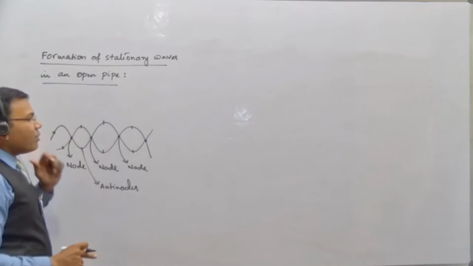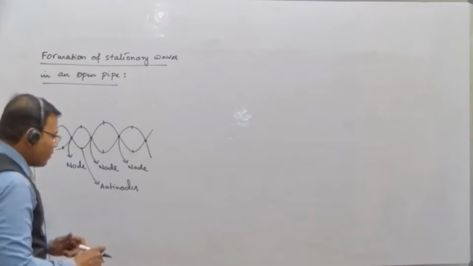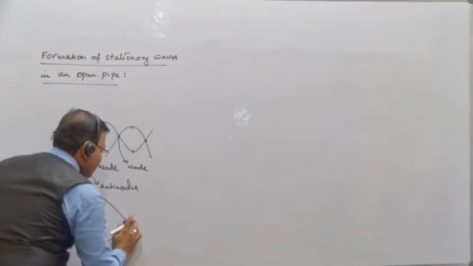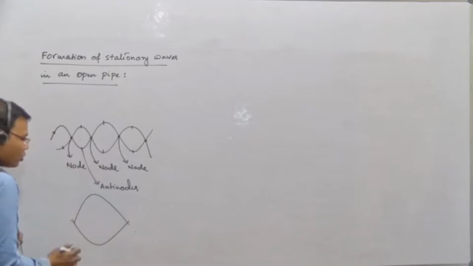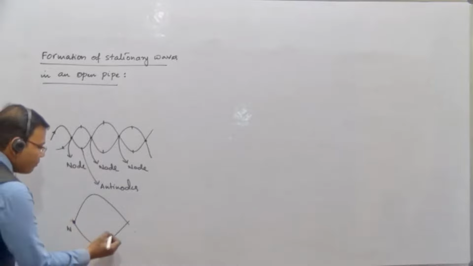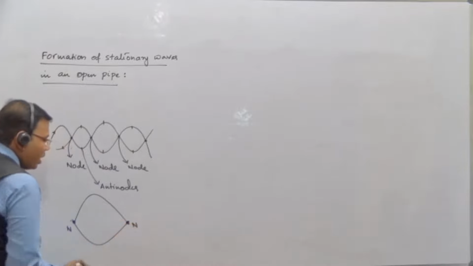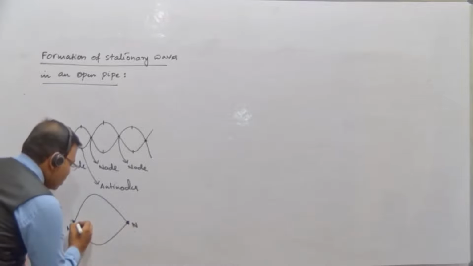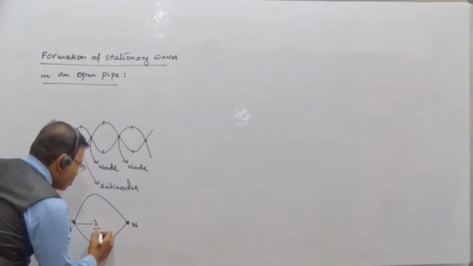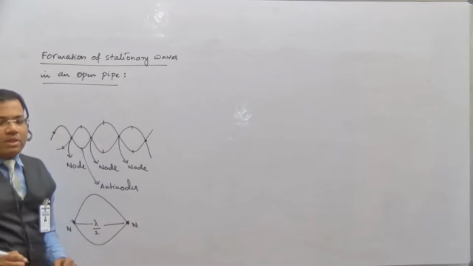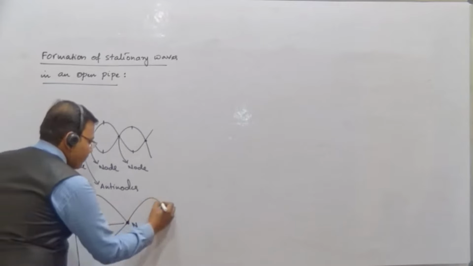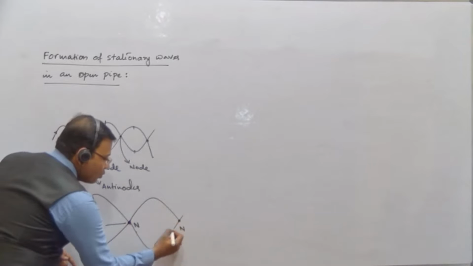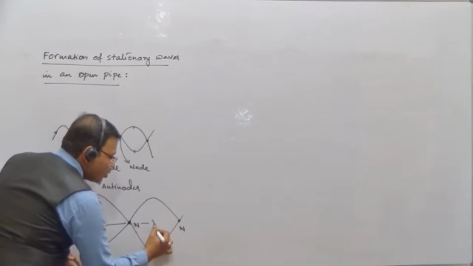The very important thing you need to remember here: suppose I consider just one loop. This is a node, and this is also a node. If I want to know the distance between these two nodes, it is always lambda by 2, that is half of the wavelength. Now, if you continue, what is the distance between this node and this node? That is also lambda by 2.